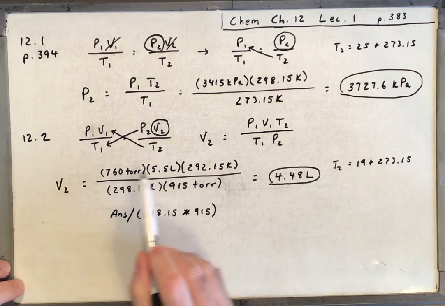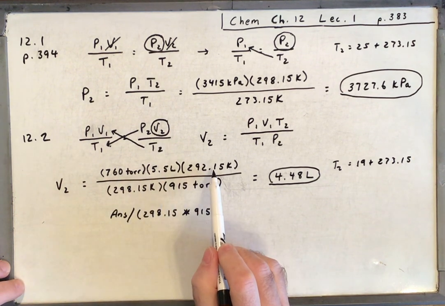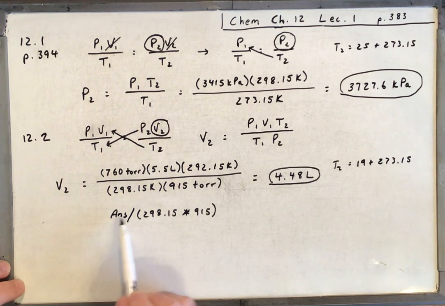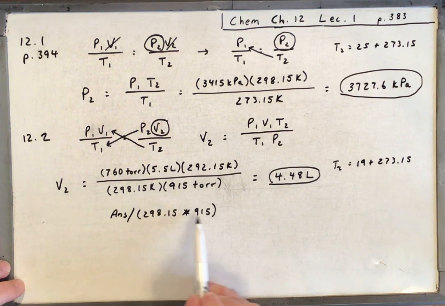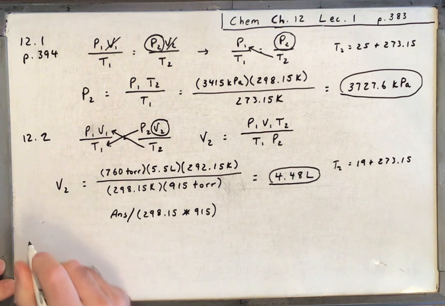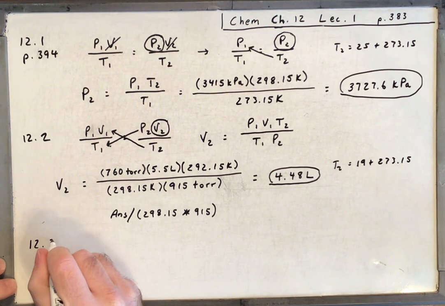Again, 760 times 5.5 times 292.15, and hit equal. That'll give you an answer. Hit divide by 298.15 times 915. Put that in parentheses. All right, let me see if I can fill out 12.3 down here at the bottom.